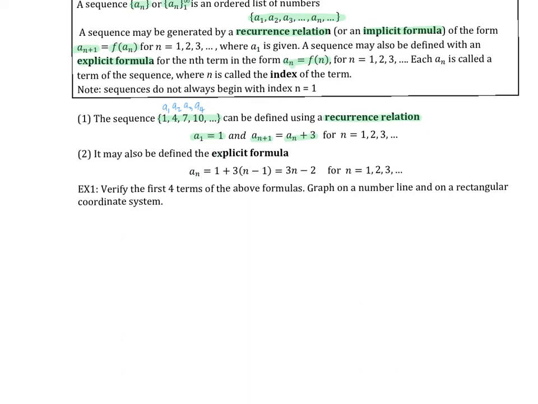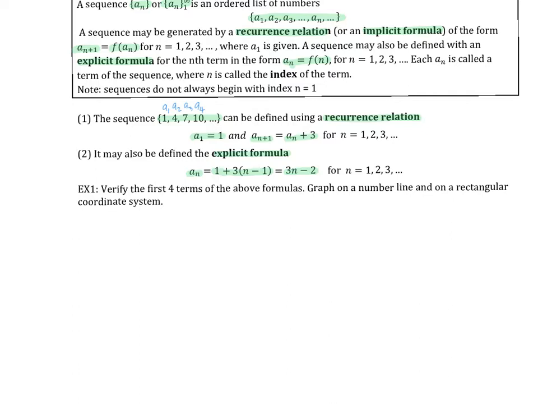If I were to write an explicit formula, now the difference is in an explicit formula you cannot use previous terms. You can only use the index n. So for any term, a sub n, I can define it as 1 plus, and then I notice that I'm doing increments of 3, but I have to write it in terms of n, not previous terms. So I use 3 times n minus 1. And if I simplify that, 3n minus 2.